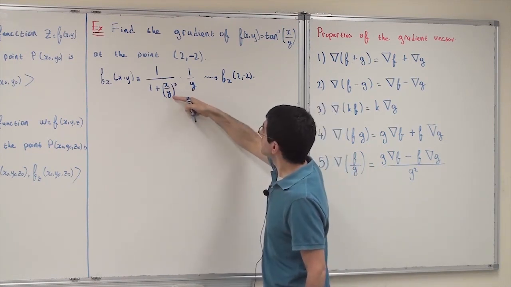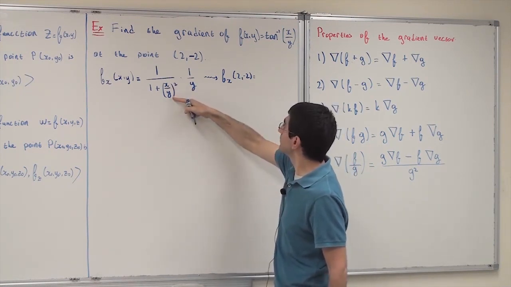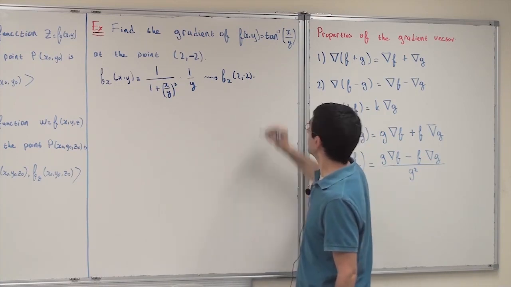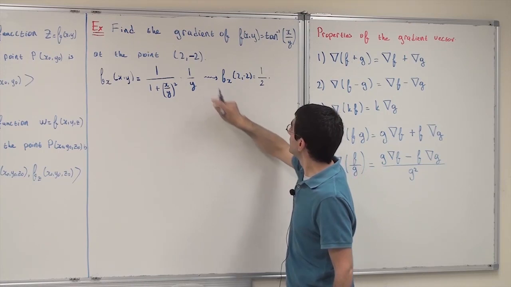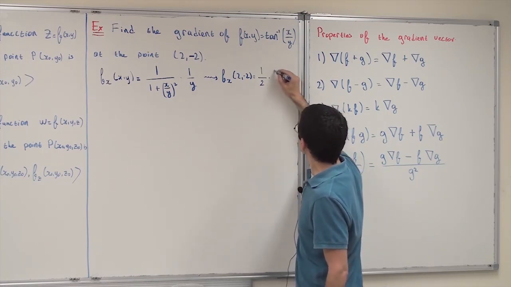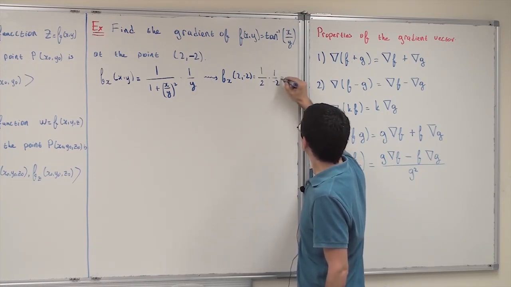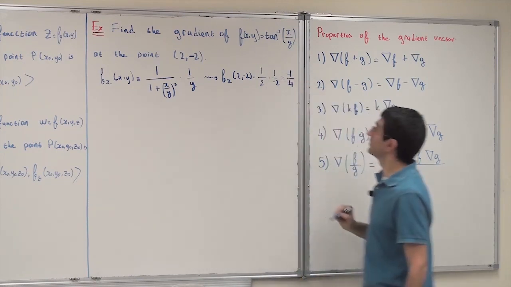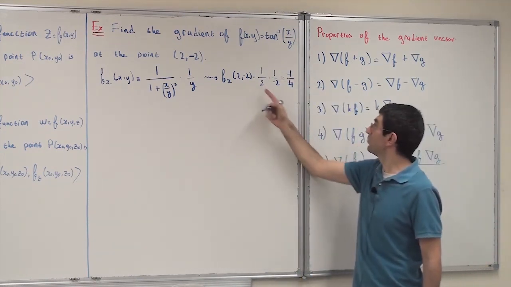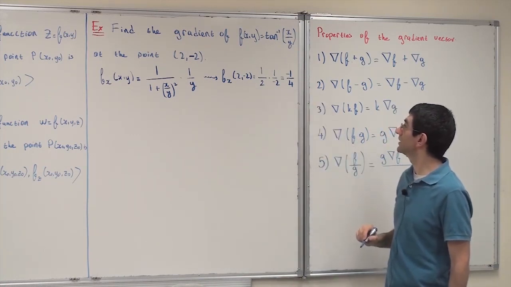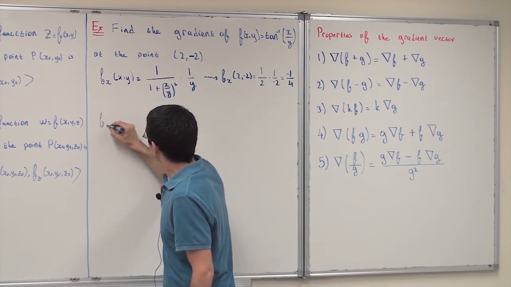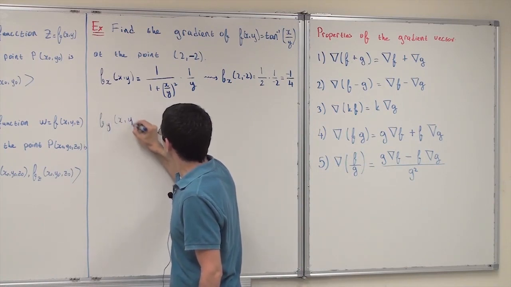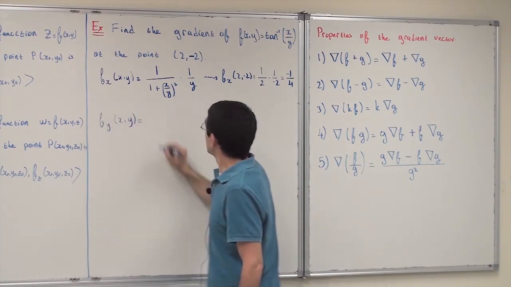So x over y will be negative 1, its square will be 1, so we are going to have 1 over 2 times 1 over y, which is 1 over negative 2. So the value of the partial derivative of f with respect to x at the point 2, negative 2 is negative 1 over 4. Now let's do it for the partial derivative with respect to y.